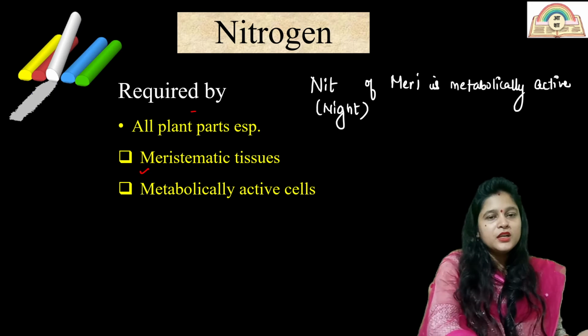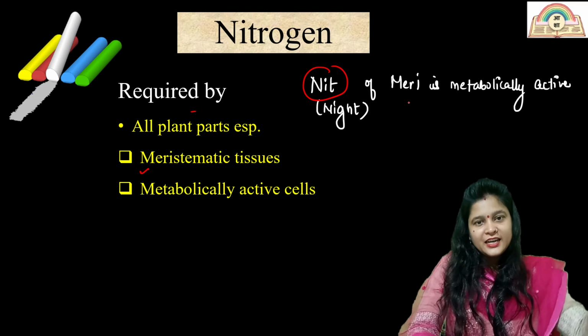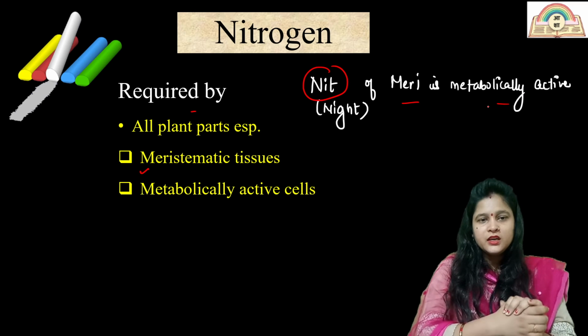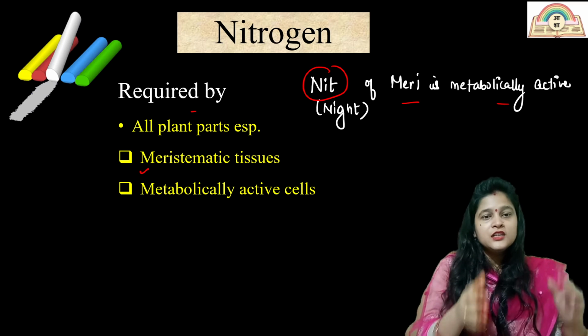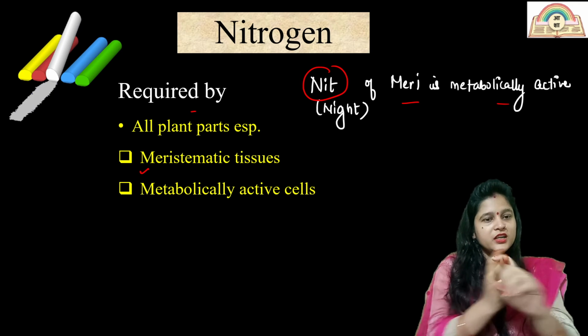So, we can remember the mnemonic NEET, that is night. Nitrogen is night. Night of Mary is metabolically active, because Mary is a very hard working girl. She is studying a lot, right? So night of Mary is metabolically active. Mary means meristem, metabolically active, you know.